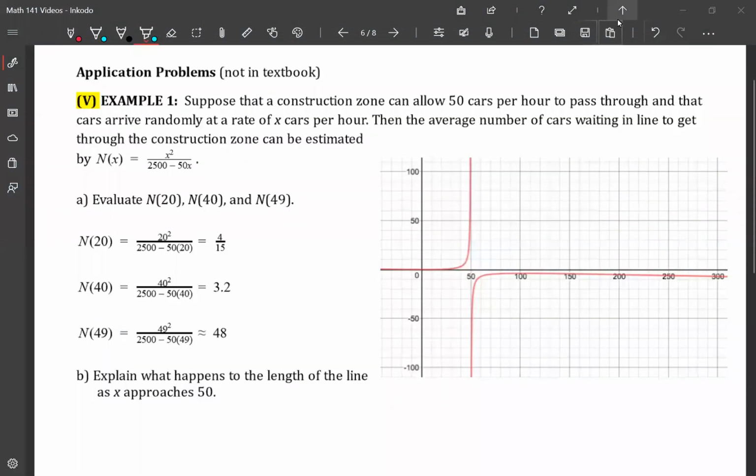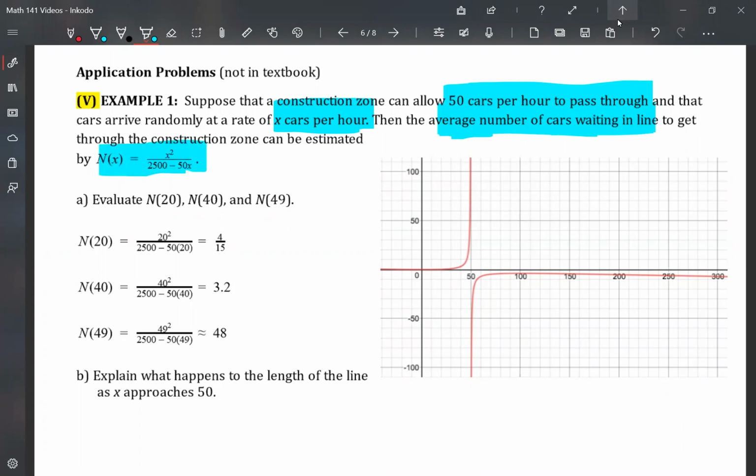So now let's look at some application problems. Suppose that a construction zone can allow 50 cars per hour to pass through, and that cars are arriving at a random rate of x cars per hour, and that the average number of cars waiting in line to get through the construction zone can be estimated by the function n of x equals x squared divided by 2500 minus 50x. So what are we learning from that?